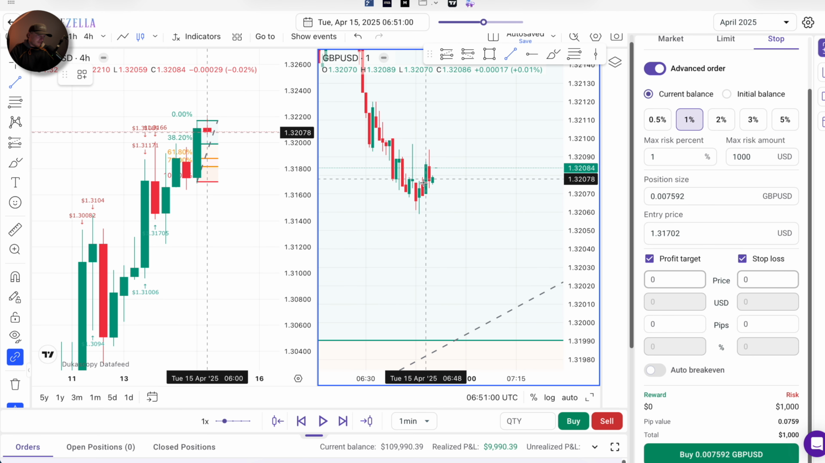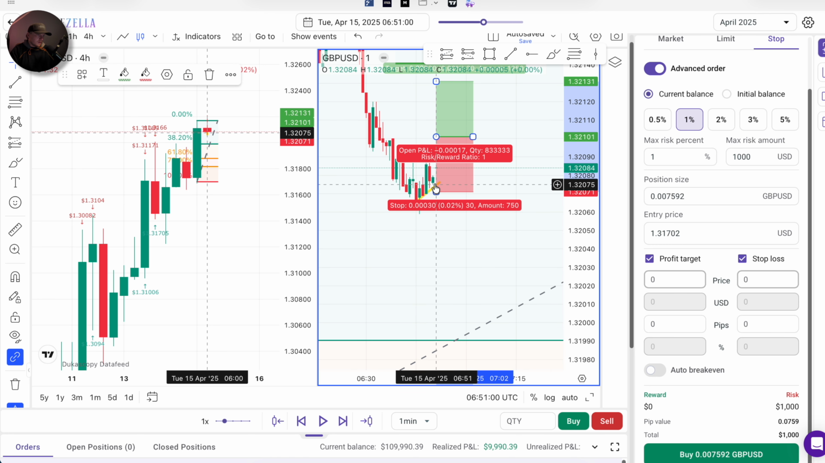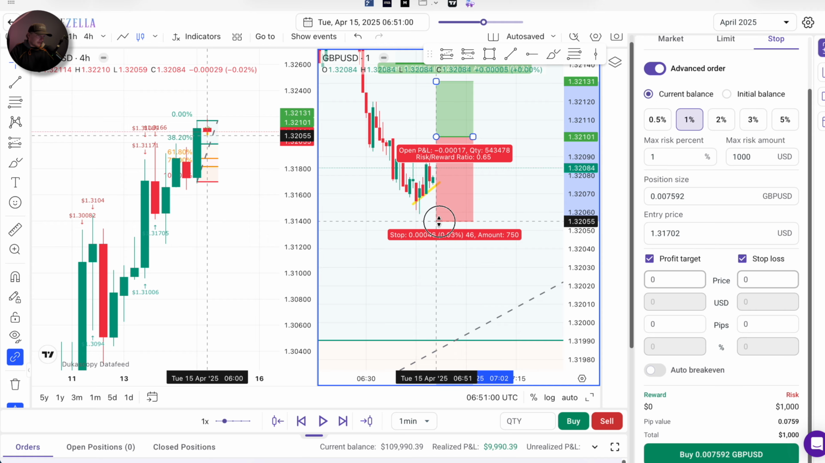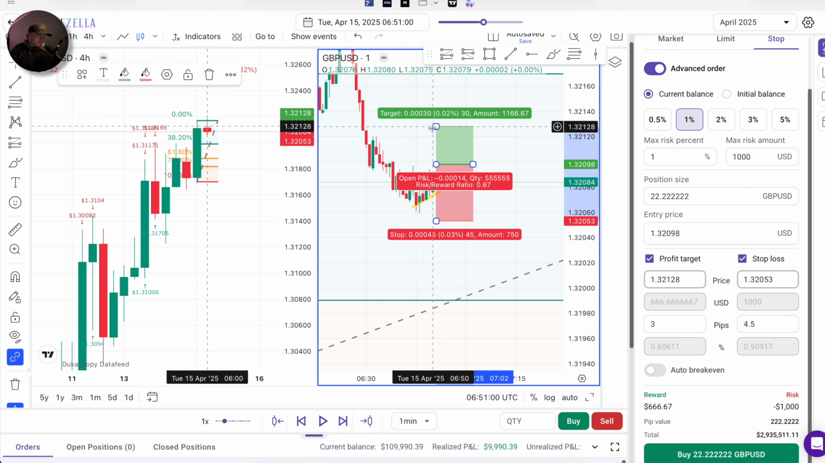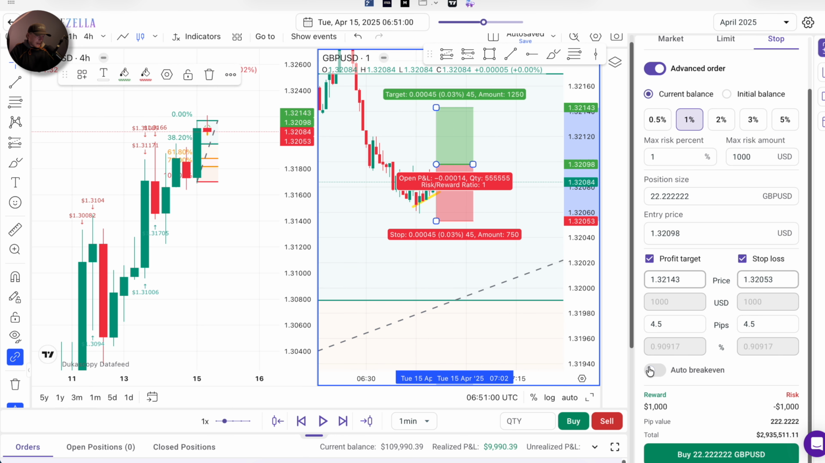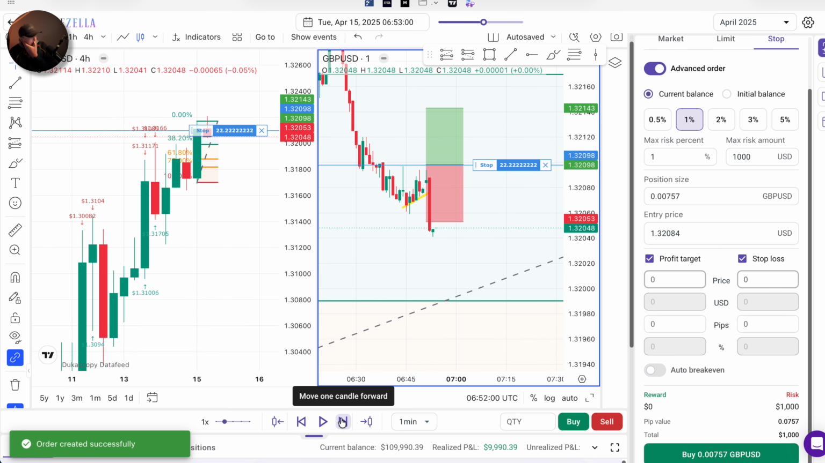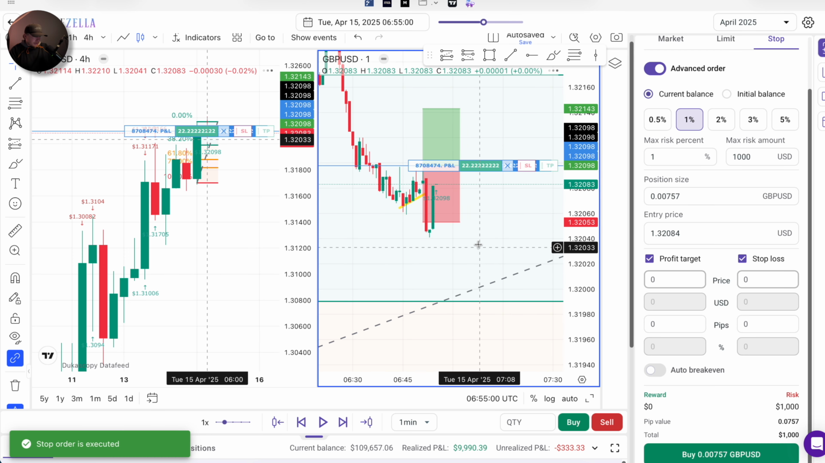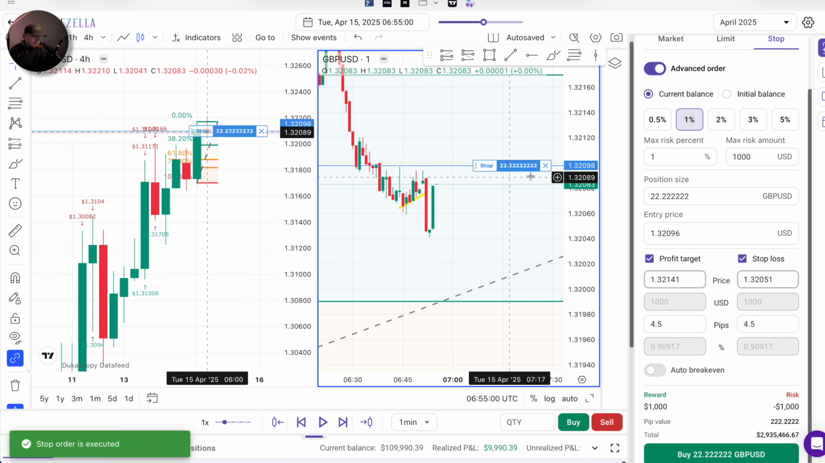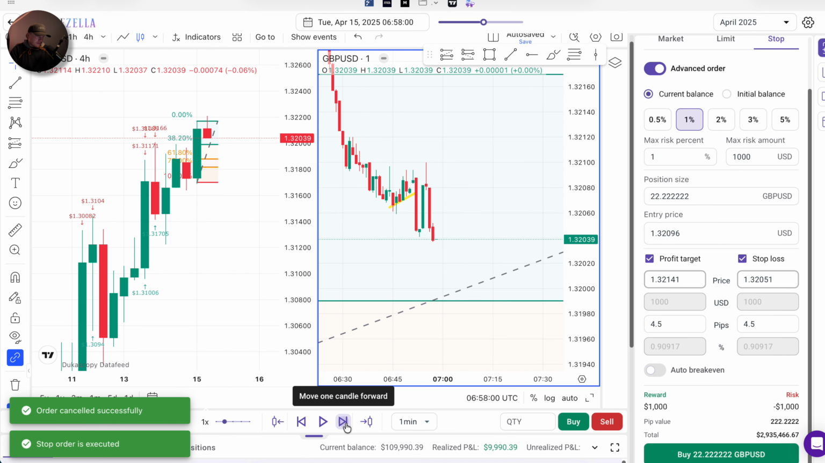This is the shift. It's a bit of a weird one, but it is the shift from there to there. We break above. We've got a 4.5 pip stop loss, and we go for a 1-to-1. My order is in. Let's see what happens. Don't get triggered in before price breaks below. So we delete the order and we just see what happens now.